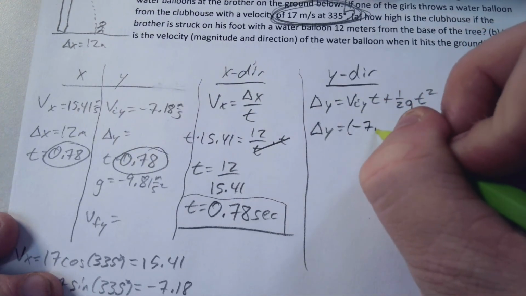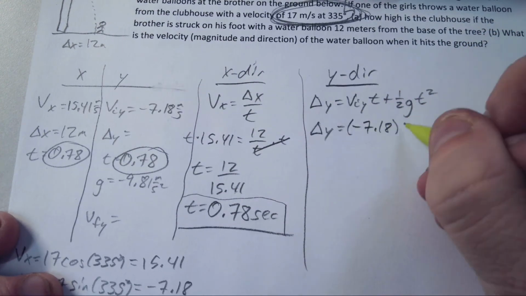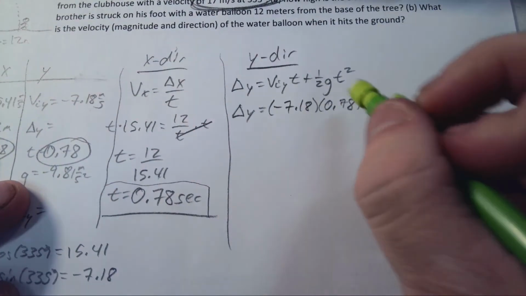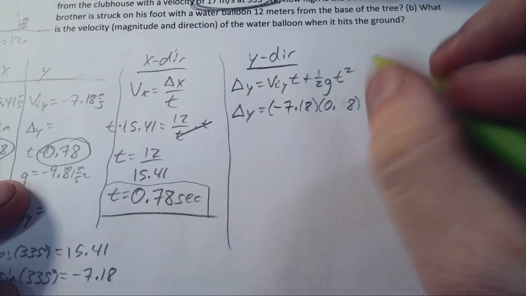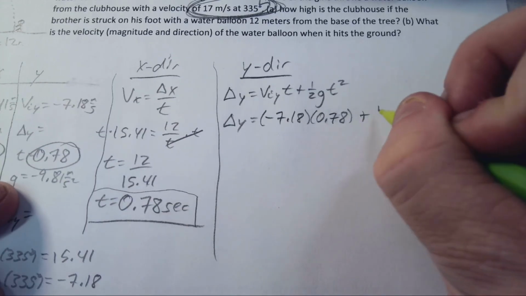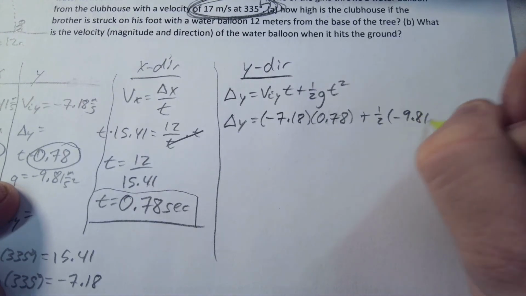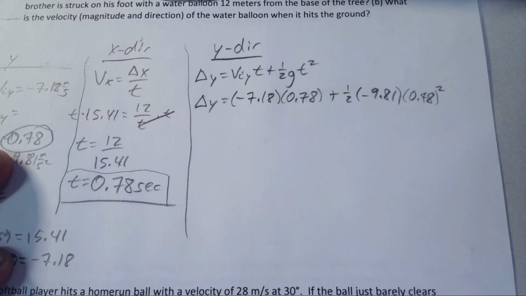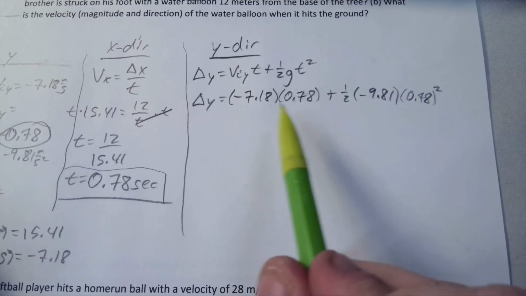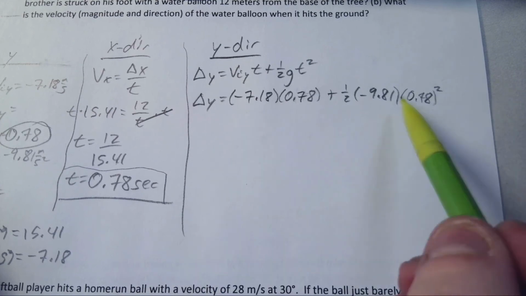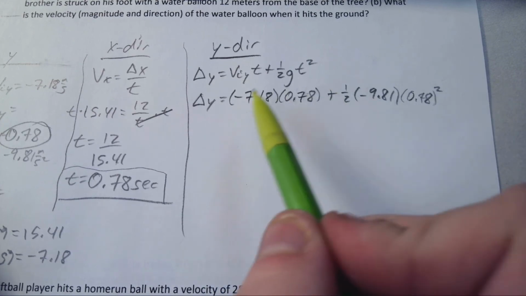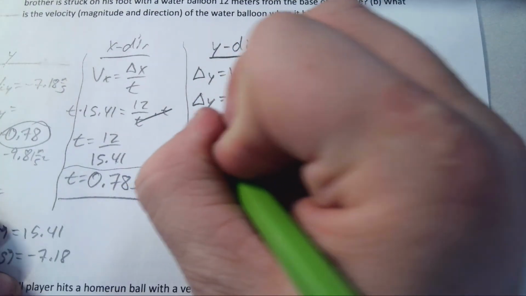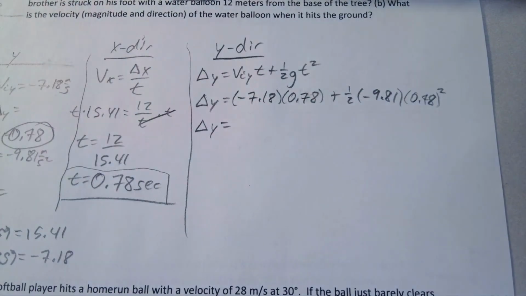V_iy is negative 7.18. The time is 0.78. Plus 1/2 times negative 9.81 times 0.78 squared. Now with this one, you should get two negative numbers that you're adding together. This quantity is going to be a negative number. This quantity is also going to be a negative number. So you're taking a negative number plus another negative number, which makes sense because you're going down. Your delta y should be a negative number.